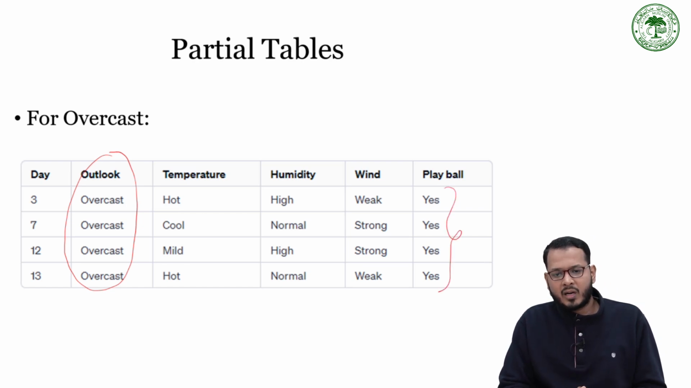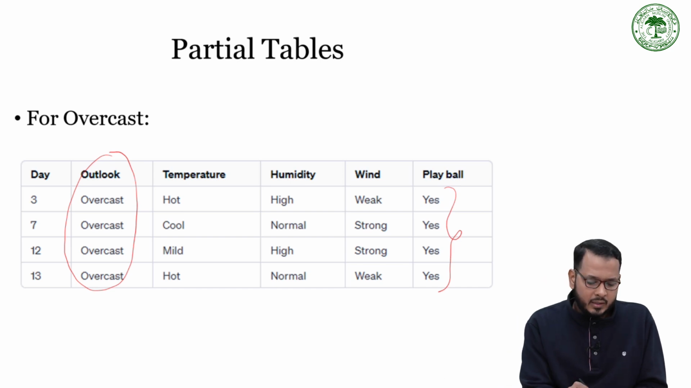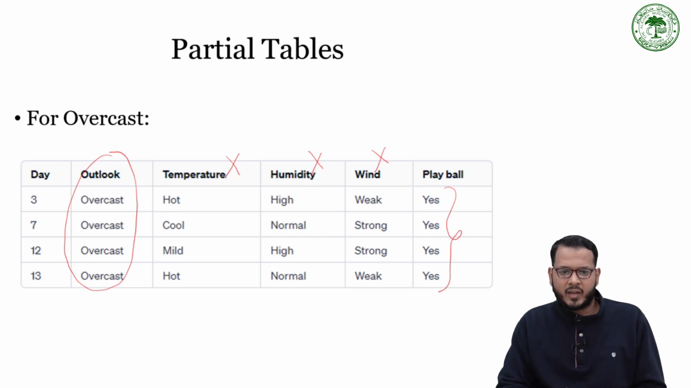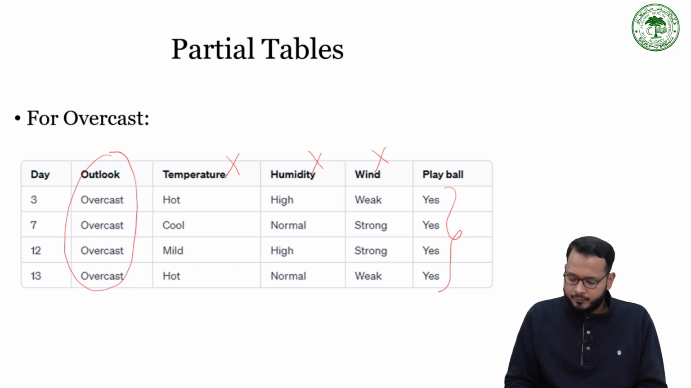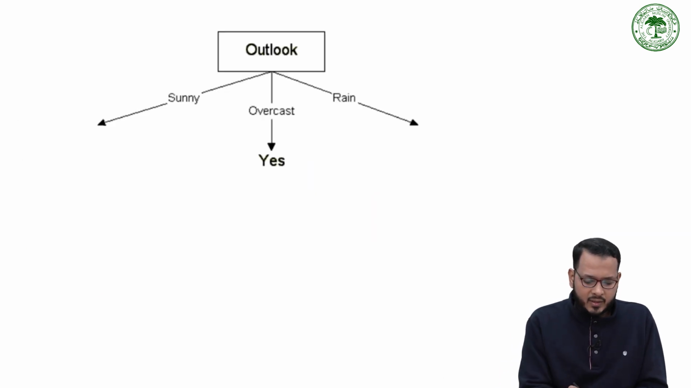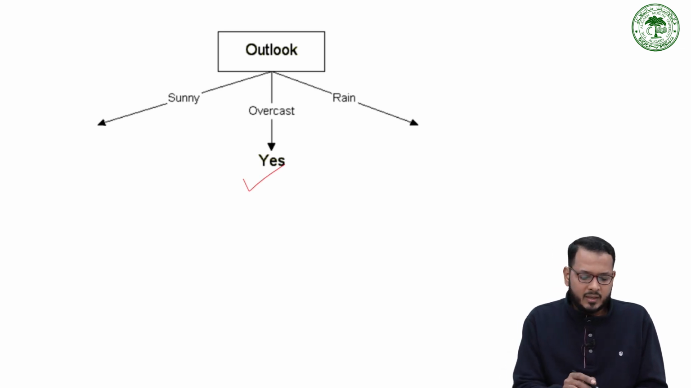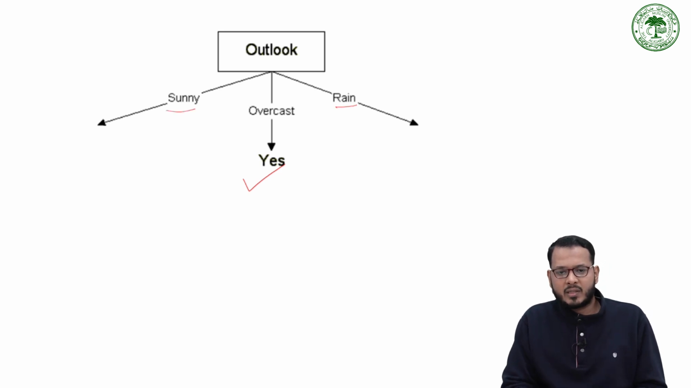So, for overcast, we do not need to check further attributes like temperature, humidity, or wind. We can directly make the decision that whenever the outlook is overcast, the answer is always going to be yes. That's why we have made the decision for outlook being overcast. But we cannot do the similar decision making for sunny and rain. Out of their partial tables, we have to identify the further attributes.